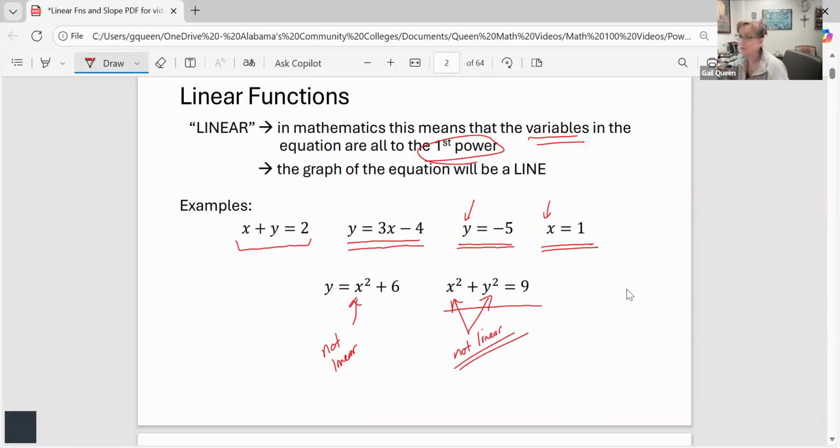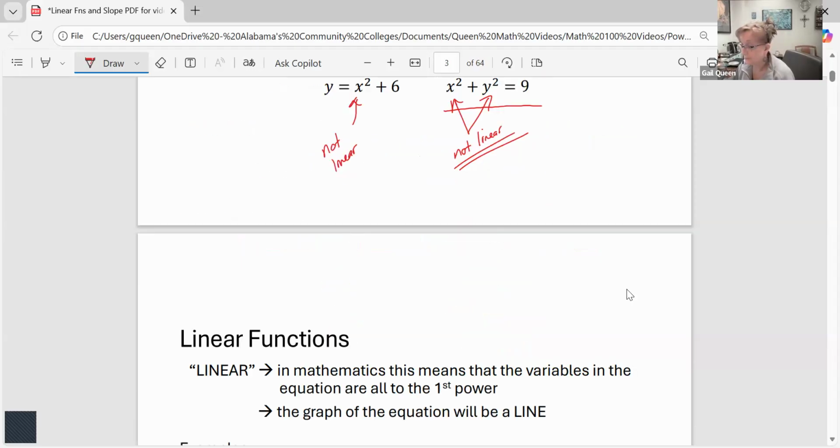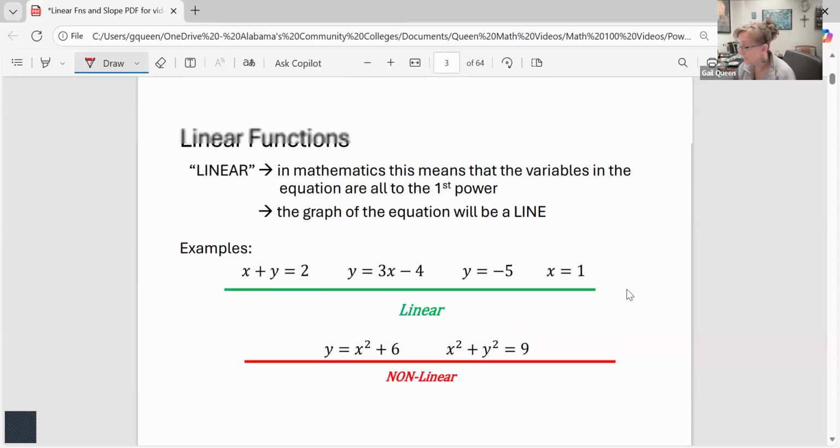If any of your variables are to the second, third, fourth, 1/2, -6, if any variable in your equation is not raised to the first power, then it is not a linear equation. All right, so in our examples, the top equations are linear and the bottom equations are non-linear.